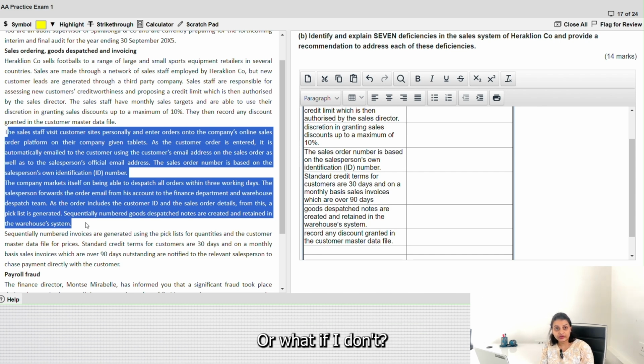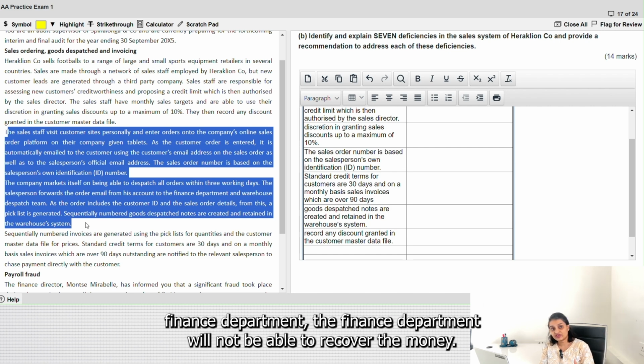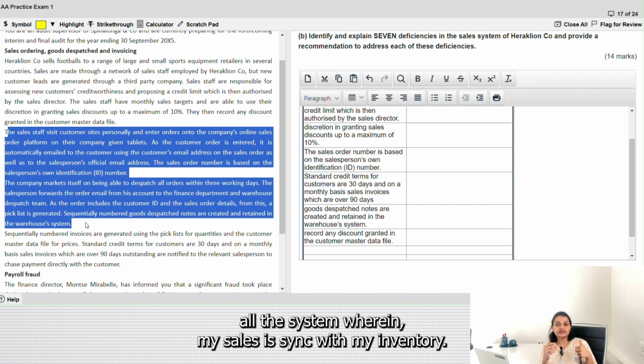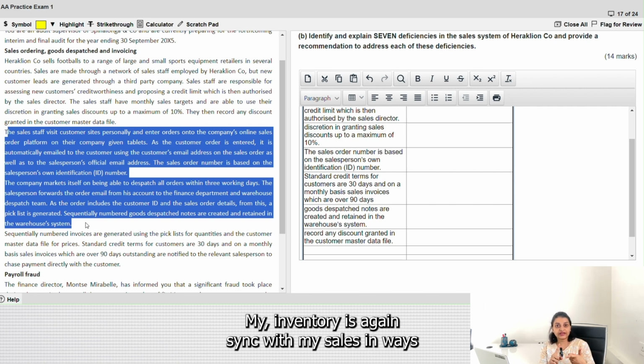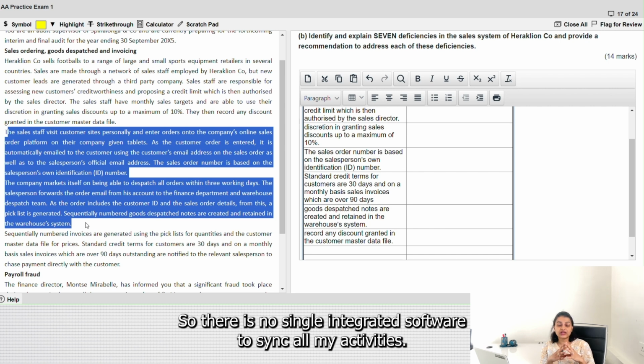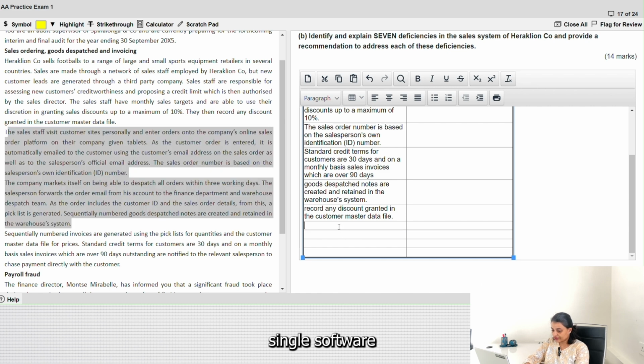Now, what if I forget to do it, or what if I don't? Then the warehouse team might not be able to dispatch the goods. If I don't send it to the finance department, they will not be able to recover the money. So there has to be one integrated software which syncs all the systems, wherein my sales is synced with my inventory, which is again synced with my sales invoices that are generated, again synced with my payment collection. So there is no single integrated software to sync all my activities. So that's a control deficiency here. So you could talk about no single software to sync all activities.